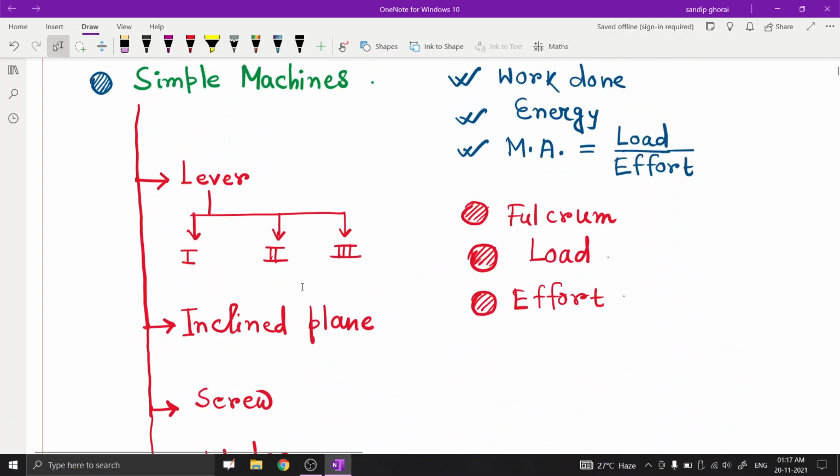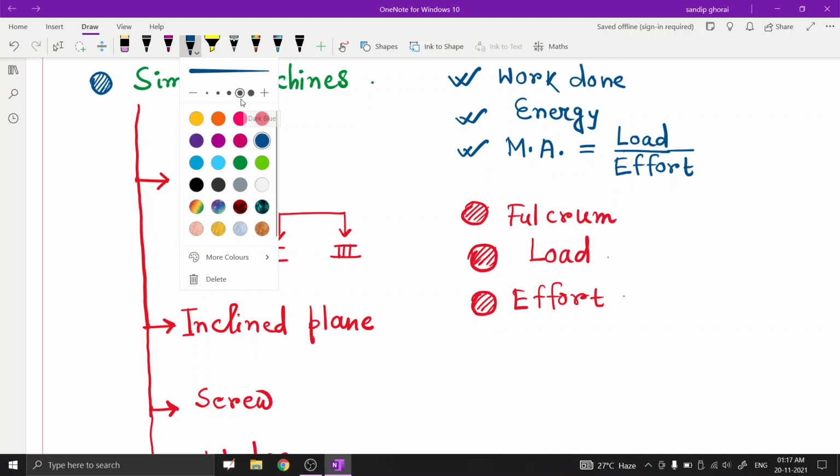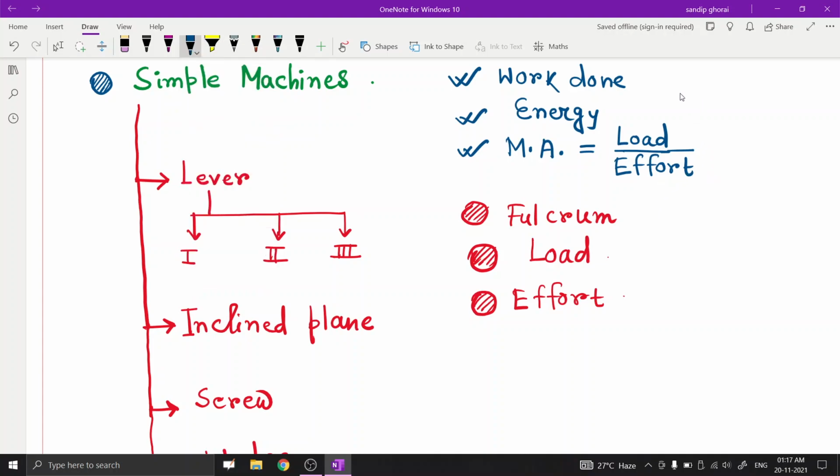Also here we have to remember what efficiency is. For this case we have to know the definition of efficiency. Efficiency is a physical quantity. It is the ratio of output energy to input energy, and if we want to find the efficiency in percentage, then just multiply the ratio of output energy to input energy by 100.